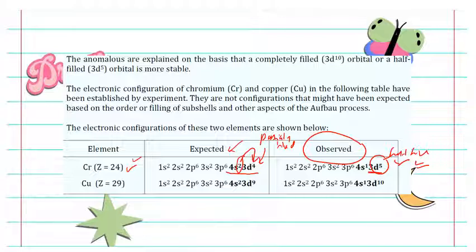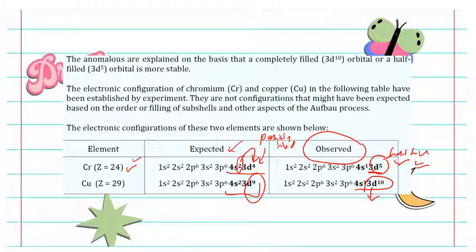Okay, 4s1, 3d5. Sama juga dengan copper, kalau normal yang kita tulis, kita expect kita akan tulis 4s2, 3d9. Tapi apa yang kita observe adalah 4s1, 3d10, which is dia penuhkan 3d orbital. So dia dapat fully fill orbital, which is more stable compare kepada partially fill 3d orbital untuk copper.